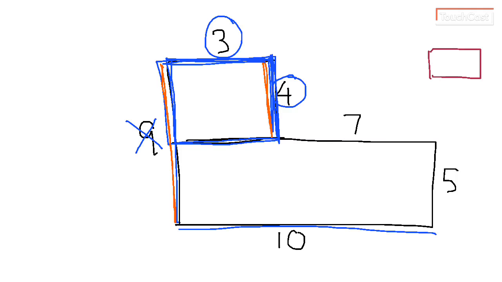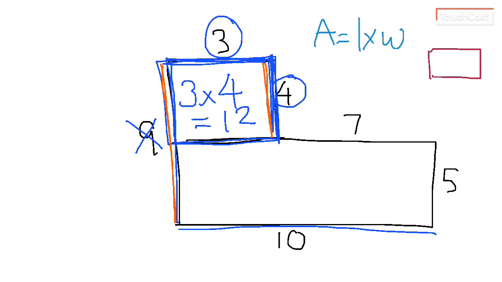Now, in geometry, you've learned that area, I'm going to write it over here, equals length times width. So the formula for this shape would be 3 times 4. And if you multiply 3, 6, 9, 12, or 4, 8, 12, you would know that the area is indeed 12.